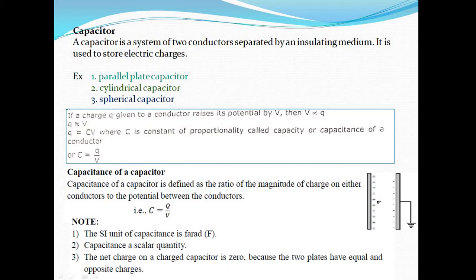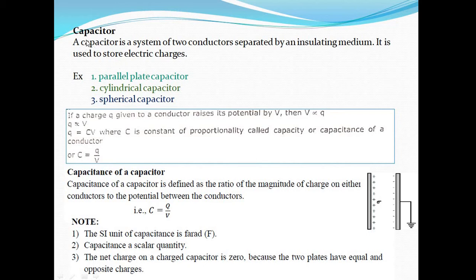See, look at this figure. There are two conductors. They are plates, two-dimensional plates, separated by a particular distance. The distance between the two plates is filled by some medium. Here it is an insulating medium. The device is generally used to store the electric charges.